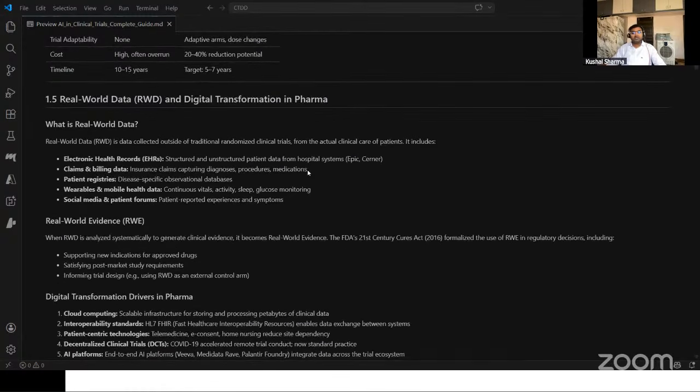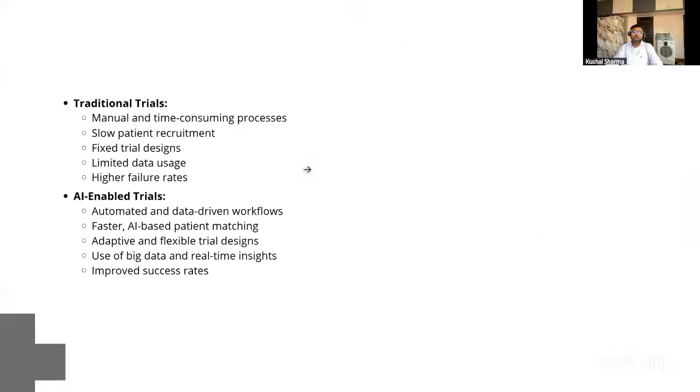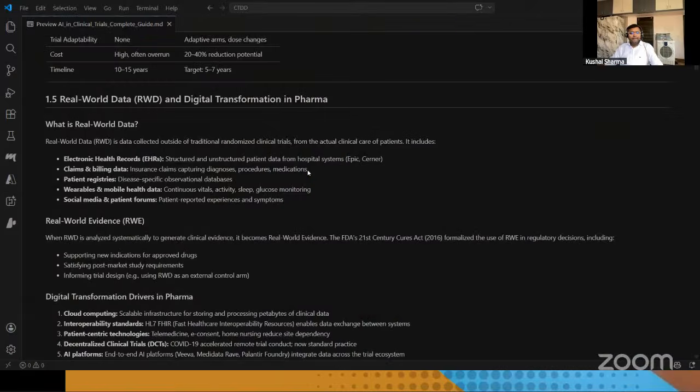Real-world data and digital transformation in pharma. Real-world data is data collected outside of traditional randomized clinical trials, from the actual clinical care of patients. It can include EHRs, electronic health records, which are structured and unstructured patient data from hospital systems. Then claims and billing data, insurance claims capturing diagnoses, procedures, and medications. Patient registries, disease-specific observational data.